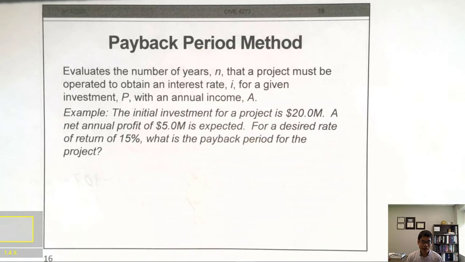So for example, the initial investment for a project is $20 million. A net annual profit of $5 million is expected, for a desired rate of return of 15%, and we need to calculate what the payback period for the project is. Basically, how many years we should run this project in order to get this amount of money with a desired rate of return.